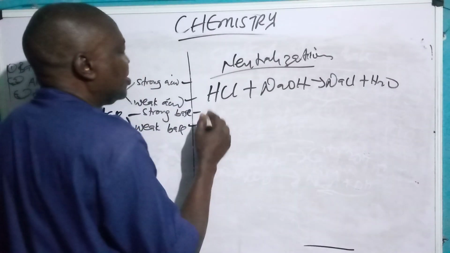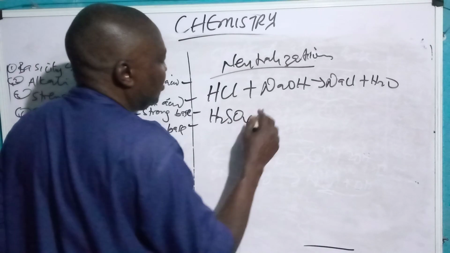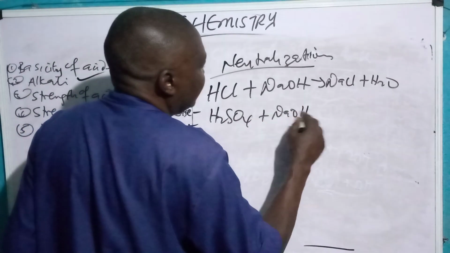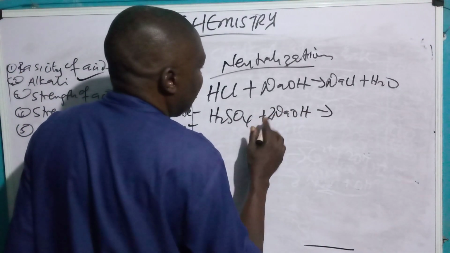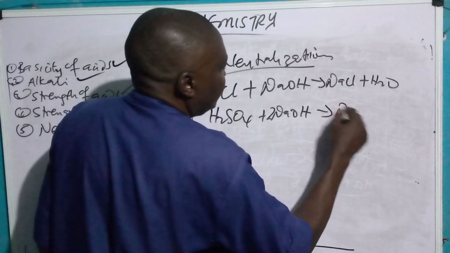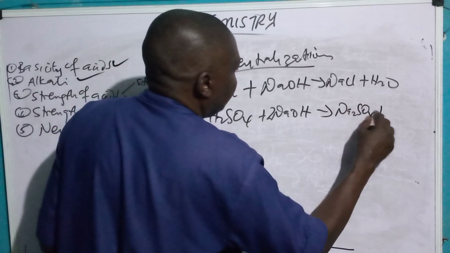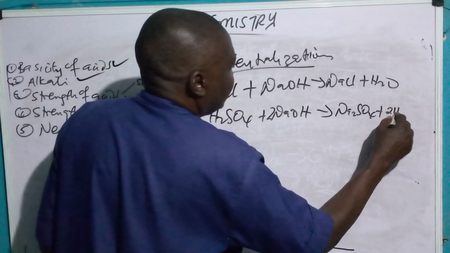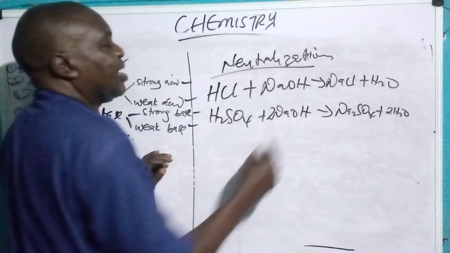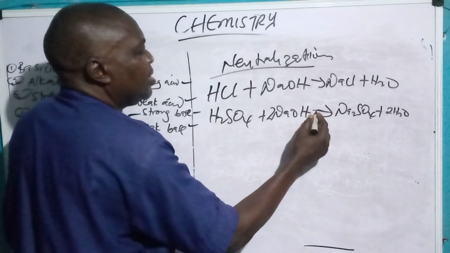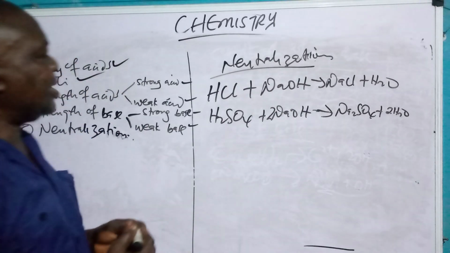You see it? You can also have H2SO4 plus NaOH. Now put two molecules there. It gives Na2SO4 plus 2H2O. You see it? All these are neutralization because it involves a reaction between an acid and a base to form salt and water only.